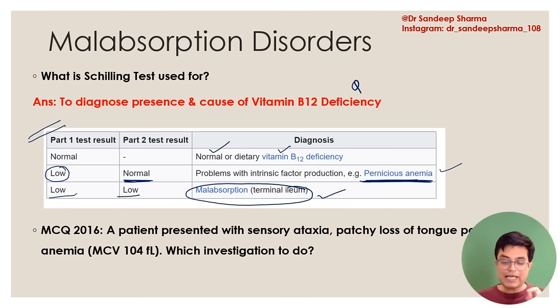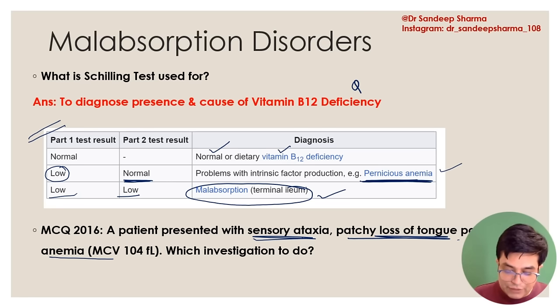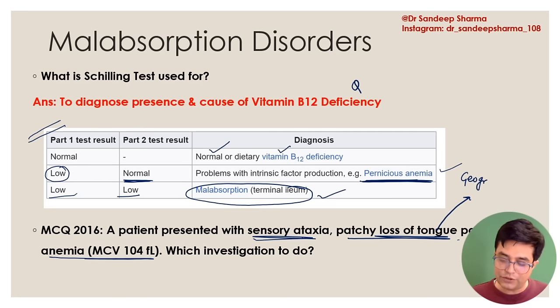Also, there was an MCQ in 2016. The question was, patient presented with sensory ataxia, patchy loss of tongue papillae, and anemia with raised MCV. 104 fL is the value. Anything more than 100 is macrocytic anemia. Which investigation will you do? Patchy loss of tongue papillae usually indicates a geographical tongue. You all know, in case there is a geographical tongue, there is spinal cord posterior column involvement, and macrocytic anemia in the patient, it is likely to be macrocytic anemia due to B12 deficiency.